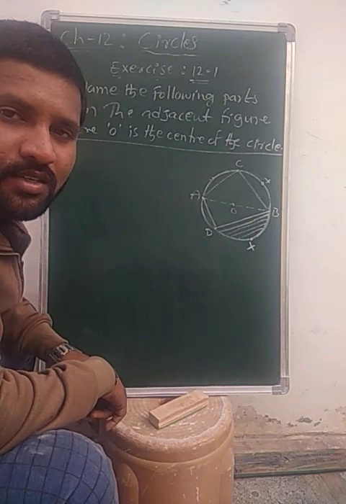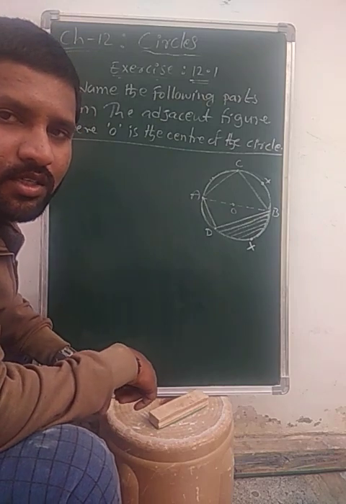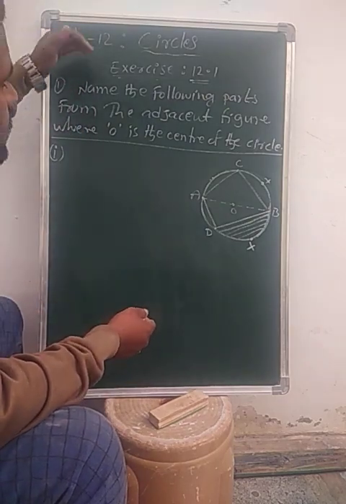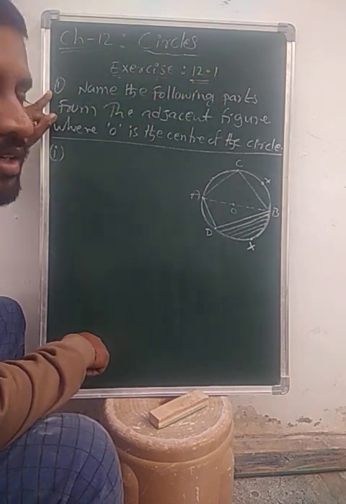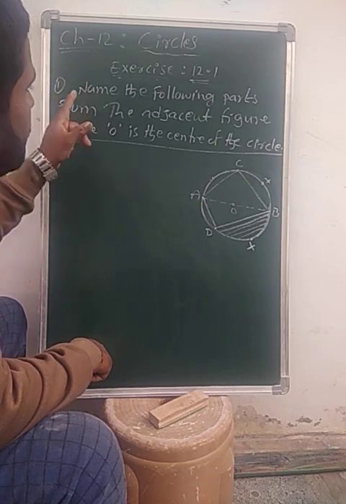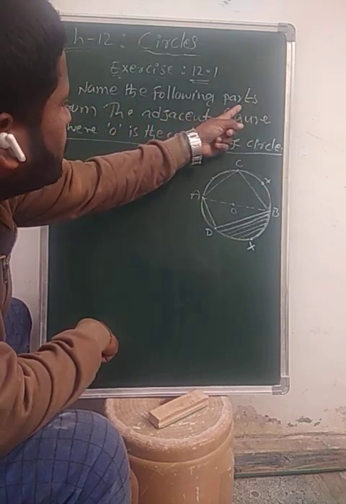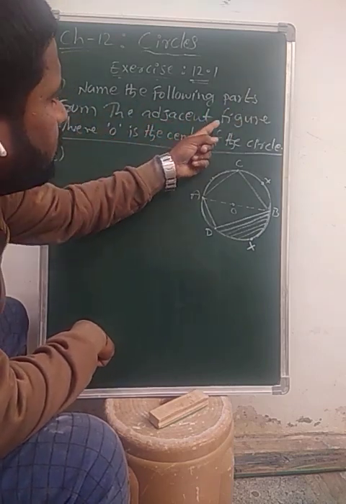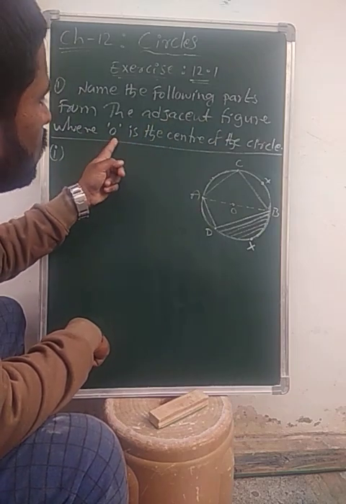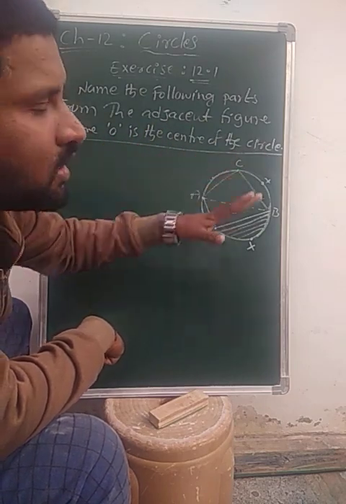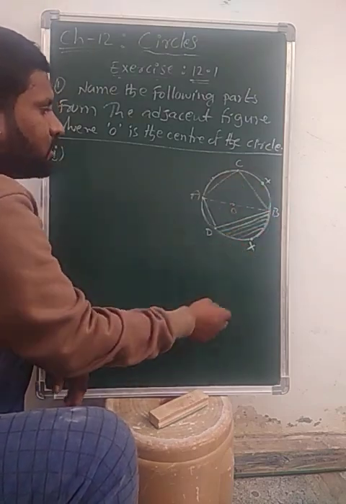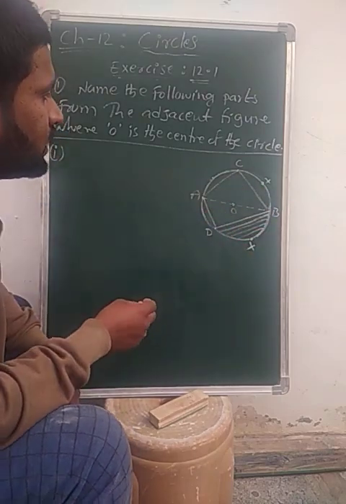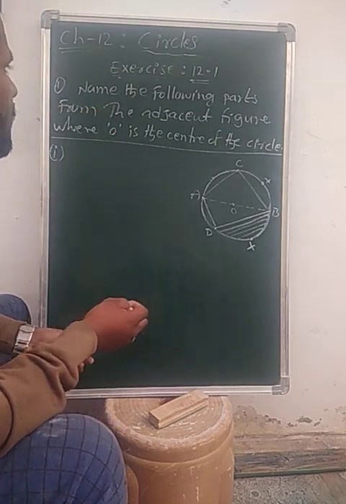Good afternoon, students. Today we are going to discuss chapter 12, Circles, exercise 12.1. First question. The question is: name the following parts from the adjacent figure where O is the center of the circle. So this is the given figure. O is the center of a circle and we need to find the name for the following.